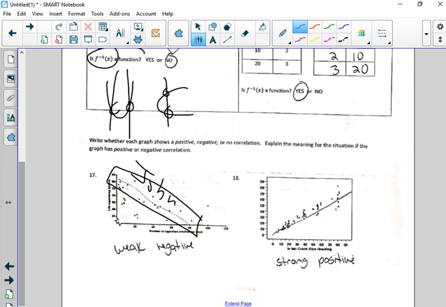Whereas number 18, here's your general shape. So it's a positive slope going uphill, and they're a lot closer to the line, so it's strong and positive. Positive going uphill, strong, close to the line. So remember, the further away from the line, like the flies on a fly strip, the weaker it is. And the closer it is, the stronger it is.